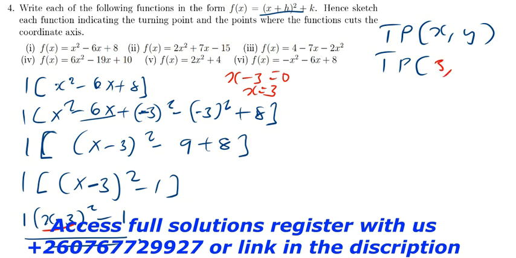The y value is this number. So the y value is -1. That is my turning point. I'm done with it, to indicate the turning point. So it's 3, -1. That's the turning point.